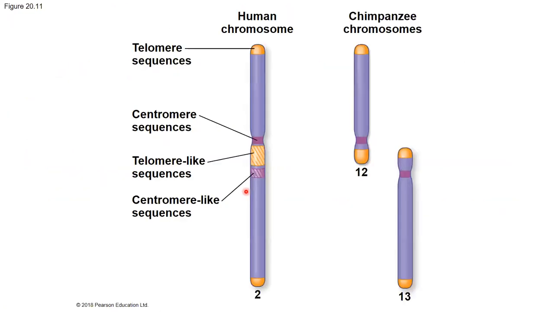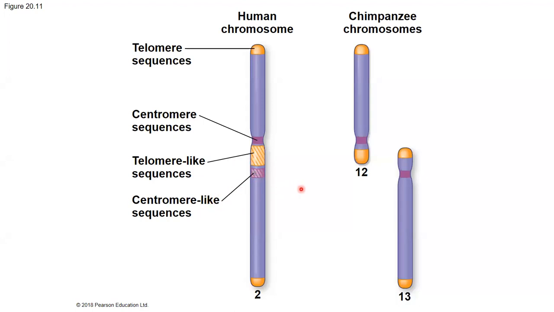So when scientists analyzed human chromosome number 2 and 2 chromosomes from chimpanzees, which are types of monkeys, let's say, they found out that human chromosome number 2 is similar. So here we have the chromosome telomere sequences at both ends. We have a centromere, and there is an extra region here that is similar to the telomere, and there is an extra region here that's similar to the centromere.